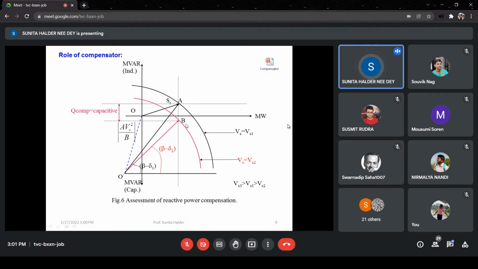It does not mean every time the voltage drops the compensation will be capacitive. It may happen it is in between these two, right? So in that case compensation will be this much. So capacitive compensation does not mean the operating point should go to the fourth quadrant. It may be in the first quadrant also. Even in this condition capacitive compensation is required, but it is less than the previous one. So in that way we have to assess what is happening.